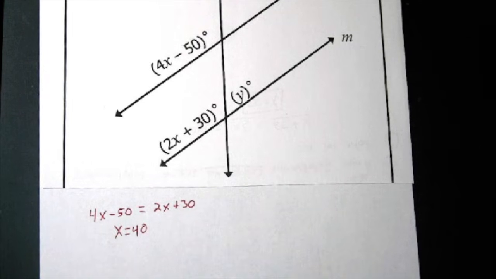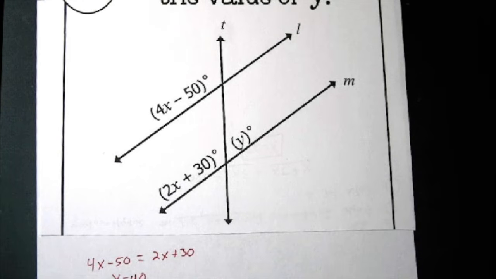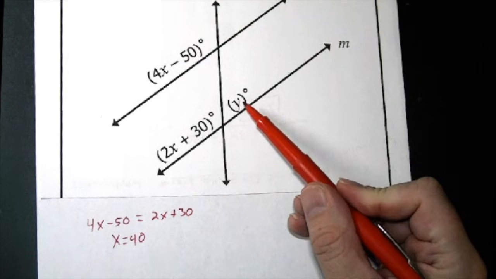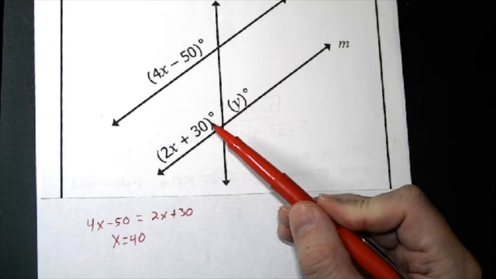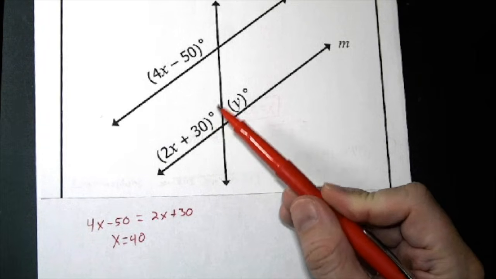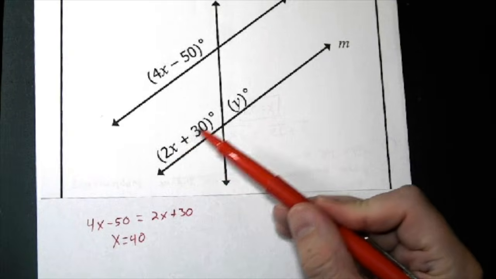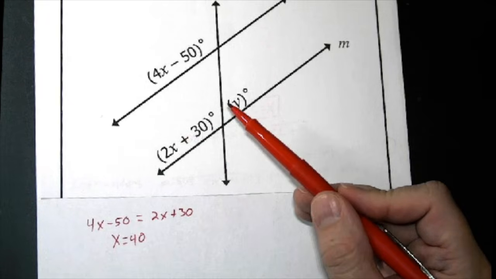Now, if I go back to the directions of the problem, it says find the value of y. Well, I haven't found the value of y yet, I've only found x, so we're not done yet. So what I need to do is look at y. Y is an acute angle. Well, the angle next to it that makes a linear pair is an obtuse angle. So if I know the value of this angle, I can subtract that value from 180 to get y.